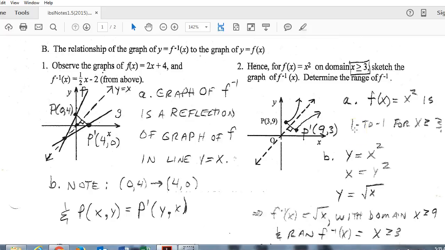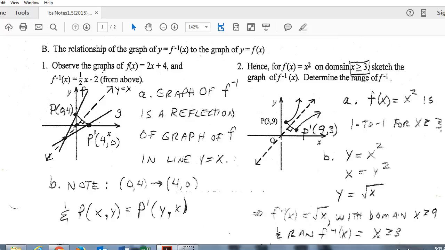Then the range of the inverse function would become y values that are greater than or equal to 3. So right down here we're seeing the range of the inverse, and that should say y is greater than or equal to 3 for the range, simply because the domain of the original was this, so the domain of the original becomes the range of the inverse. So that's how we got the range.